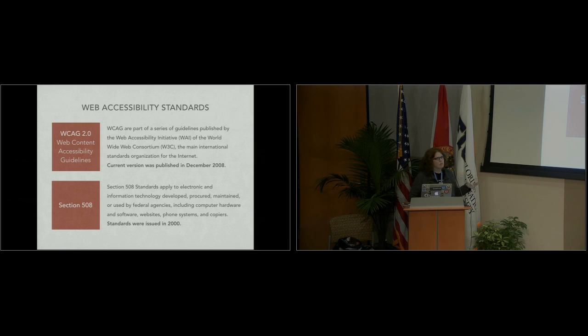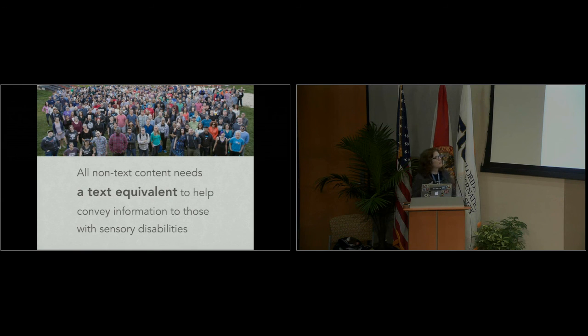2.0 has three levels: A, AA, and AAA. Usually we try to strive for AA. AAA is really nice, and we should all want to be AAA, but it is a little more difficult, but it's not impossible. And so I wanted to go over a few of the very broad level accessibility things that you can do.